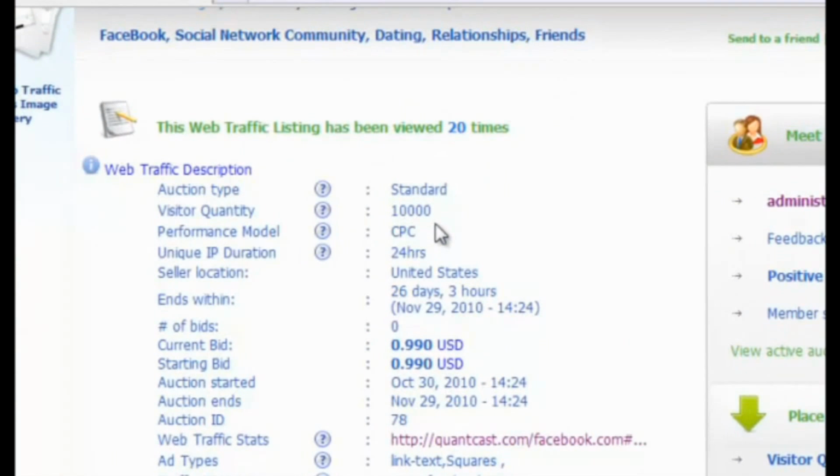So this is a standard auction. Visitor quantity is 10,000. Performance model is CPC. So basically Facebook is selling 10 visitors on a pay-per-click basis.